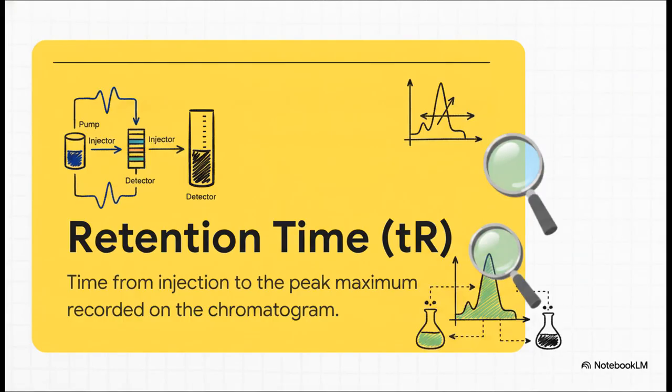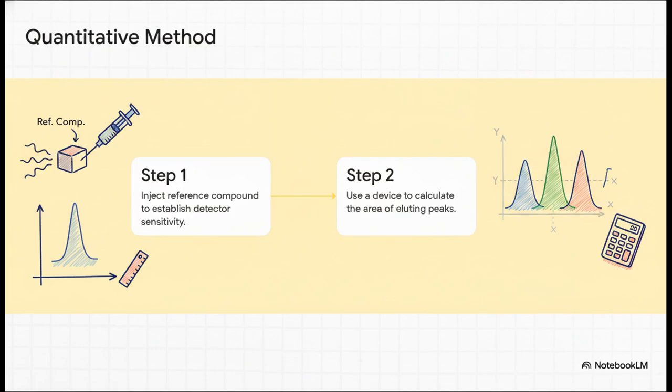The absolute key metric we're looking for on that graph is the retention time, designated as TR. This is simply the time taken between the very moment of injection into the system and the absolute maximum point of the peak recorded on the chromatogram. And right here is where it becomes a wildly powerful quantitative tool. If the detector signal varies linearly with the concentration of your analyte, then the total area under that peak varies linearly too. By calculating the area under the peak, we can determine exactly how much of that specific compound was in the original mixture.